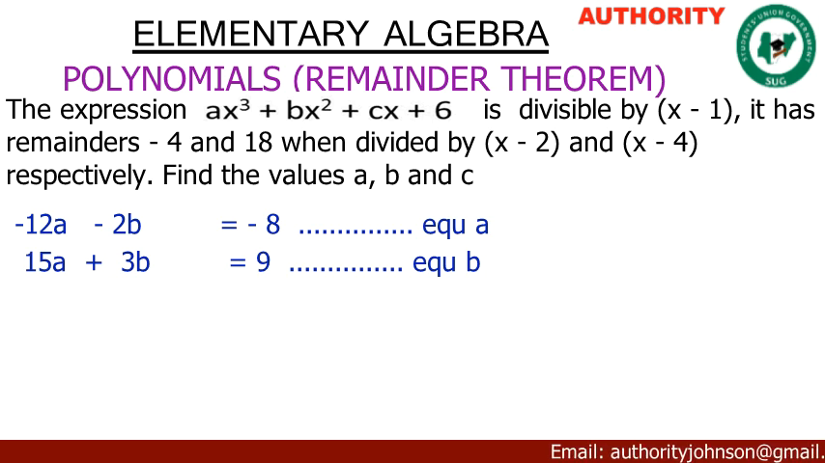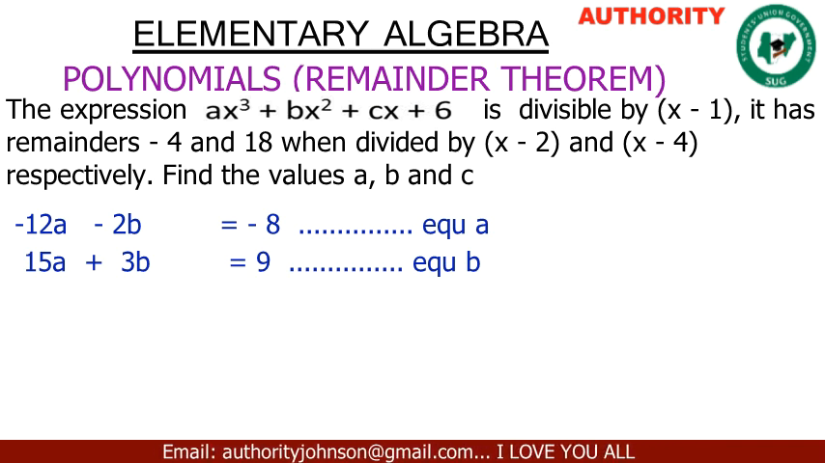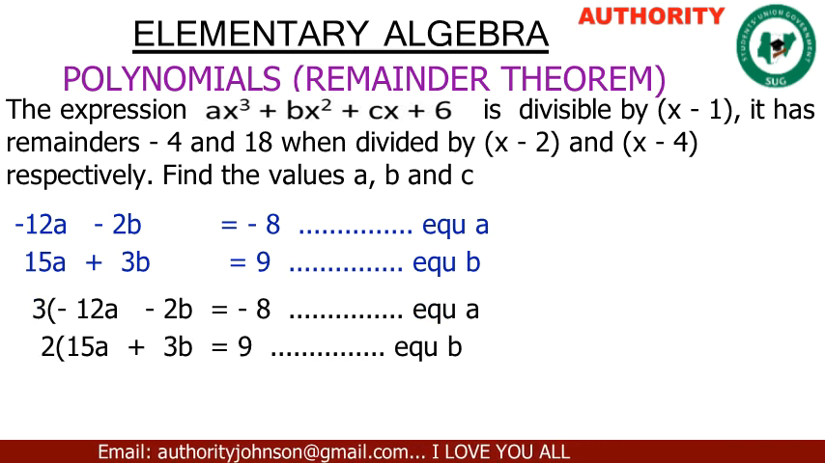Now the coefficient of B in the second equation, you remember, B is what I want to eliminate. So the coefficient of B is what? Is 3. So I'm going to use this 3 and multiply equation 1. So we are going to have 3, put it in bracket like this: 3 open bracket minus 12a minus 2b is equal to minus 8.